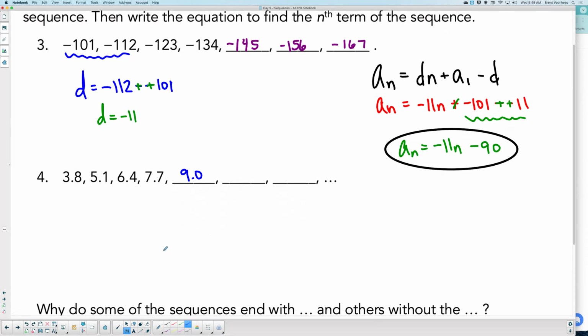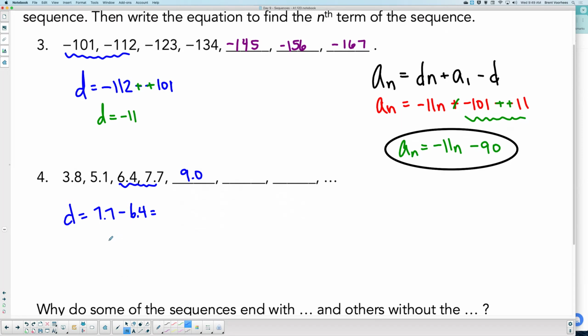Okay, if you're not sure, take any number and subtract the one that came before it. Which two terms, I'll let you pick. You pick any two. It doesn't matter which two you pick. They just have to be next to each other. Which two do you want to use? Okay, if we're using those two, you take the second number and you subtract the first one. 7.7 minus 6.4.